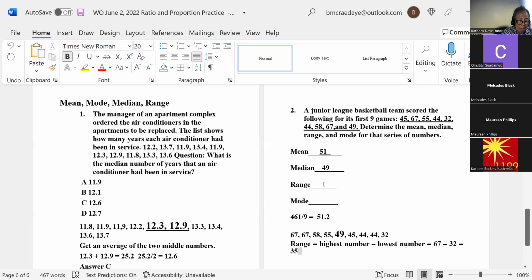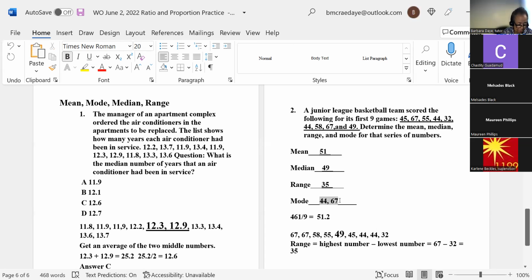So let's put our range here. Range is 35. Maureen, is that what you got? Yeah. Okay. Maureen, what is your mode? 44 and 67. That's right. You got two modes. They both appear twice, right? So you put them both there, 44 and 67. Mercedes had that correct.